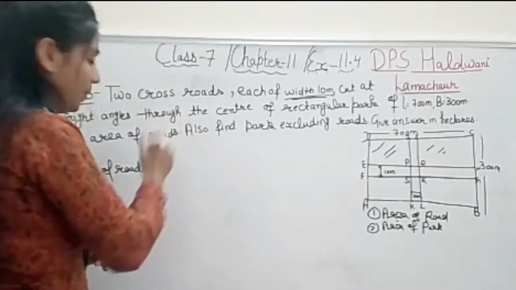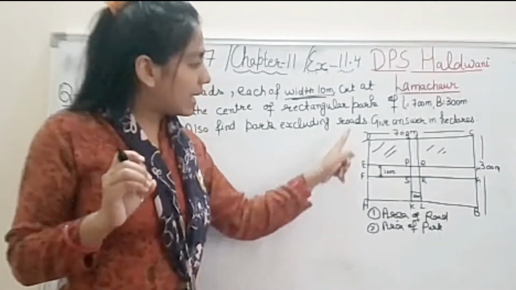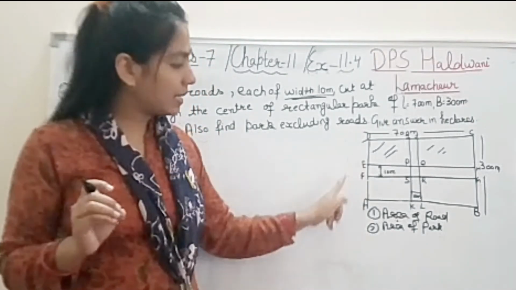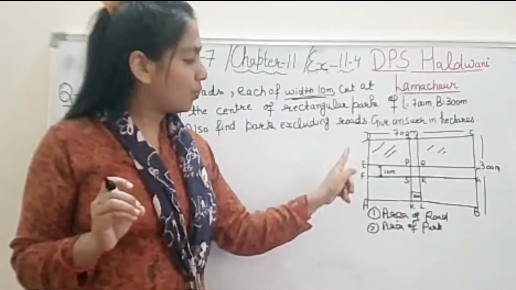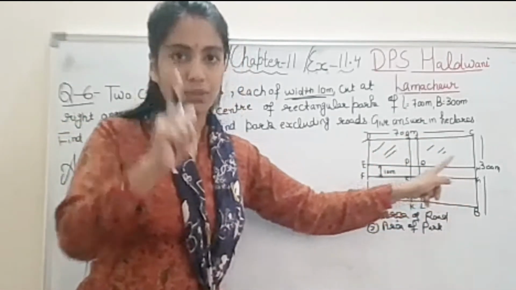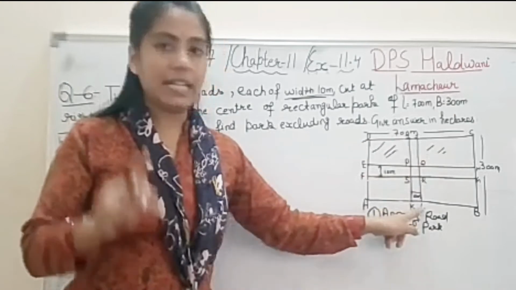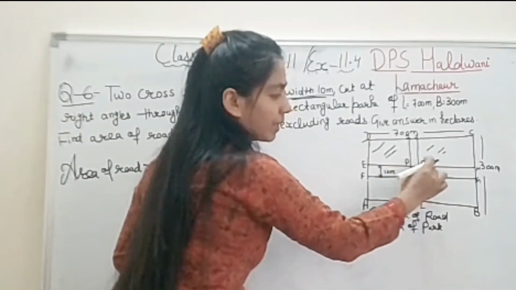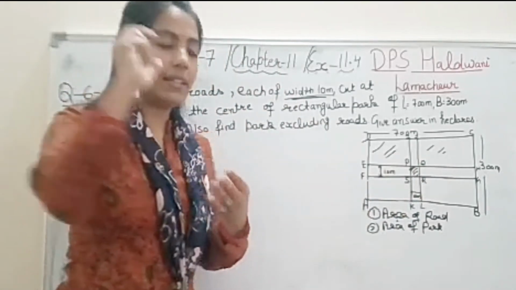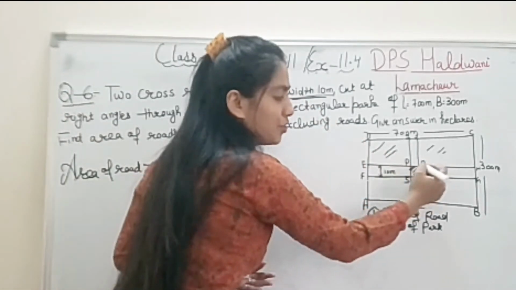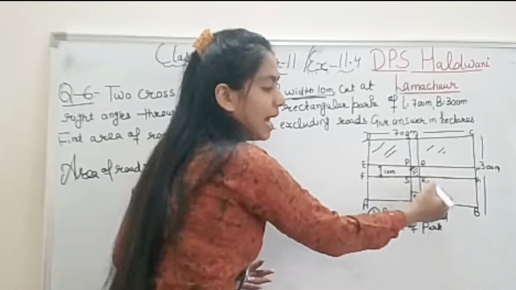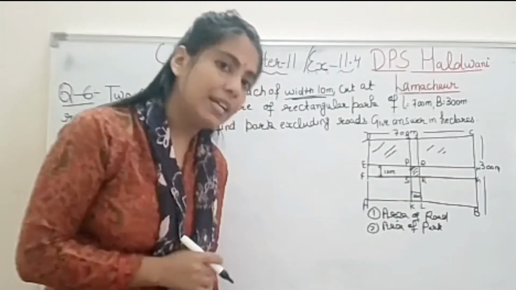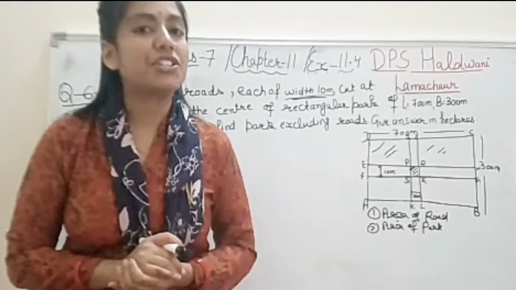Right student? So for convenience, I have written the name. Park is ABCD, crossroad is EFGH, one road, IJKL, second road, and see student, here is square. जहाँ पे क्रॉस हो रहे हैं, there is a portion which is square in shape. I have given name PQRS. Right student? So every figure I have mentioned the name.